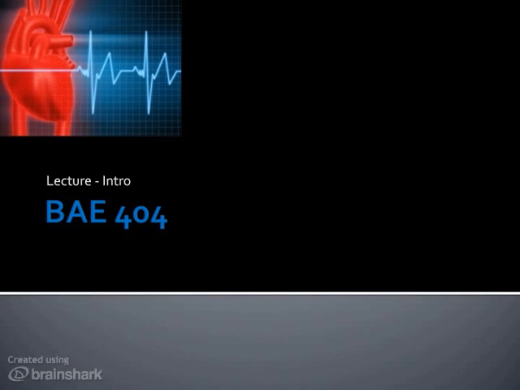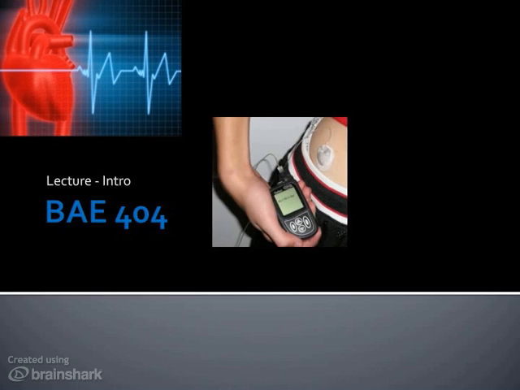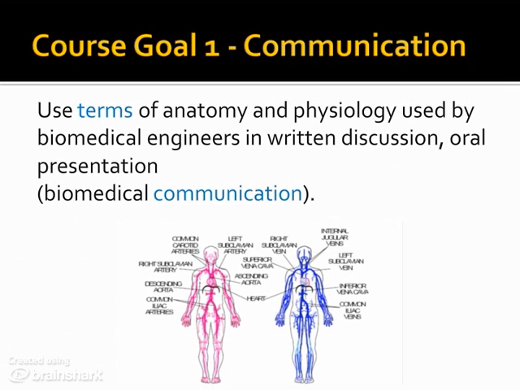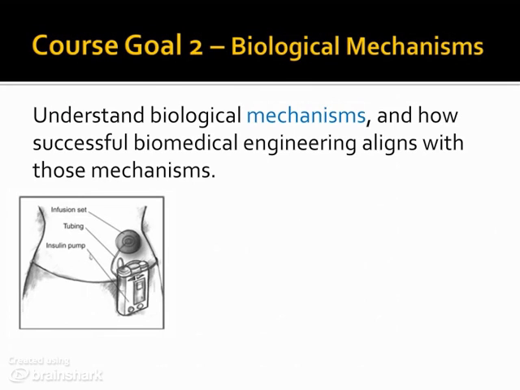Welcome to BAE 404. This is an exciting online course where we take advantage of all sorts of visual online resources to study the newest advances in biomedicine, once we get some fundamentals under our belts. Our first goal is to learn the jargon of biomedical engineering. And our second goal is to understand biological mechanisms and how successful biomedical engineering aligns with those mechanisms.